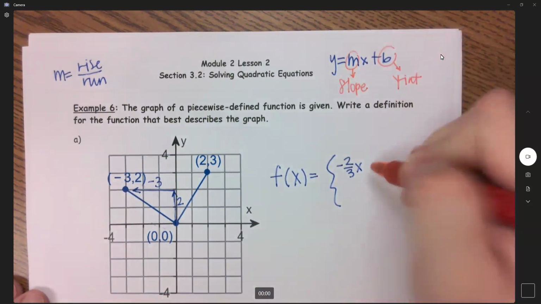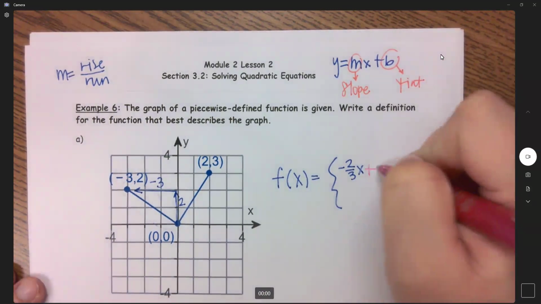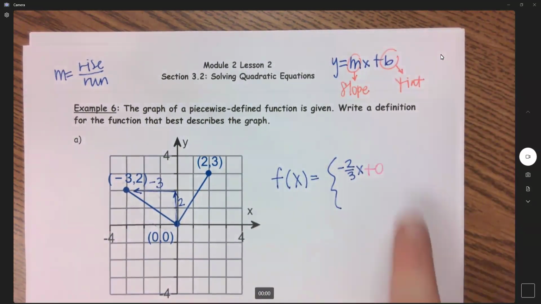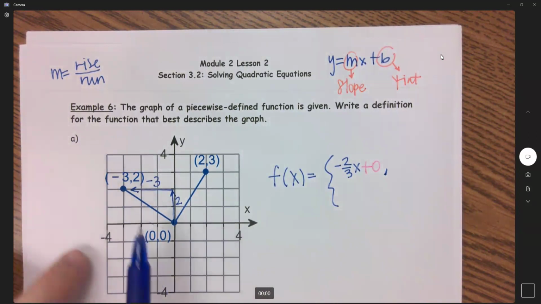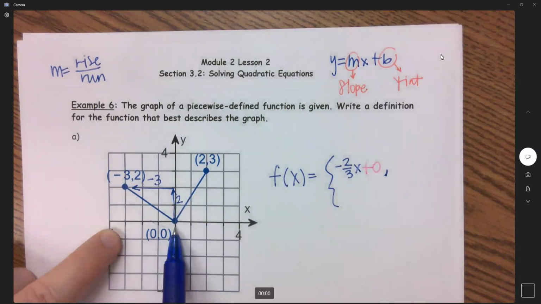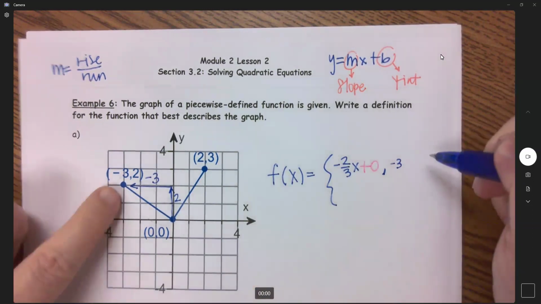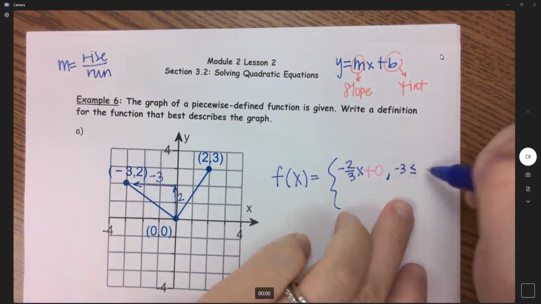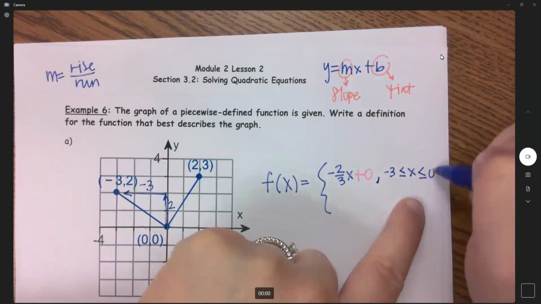If you want to write in a plus 0, you can, but if you want to leave that off, that's also fine. Okay, now where are we using this graph of negative 2/3 x? This one here starts at negative 3 and it ends at 0. So this is from negative 3, closed circle, so less than or equal to x, closed circle, less than or equal to 0.